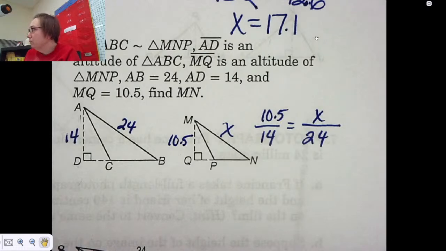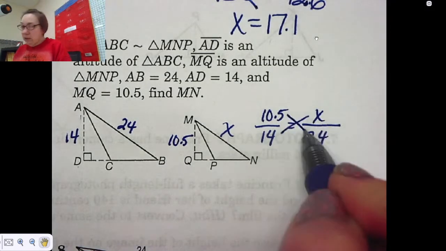Beautiful. Is there a wrong answer here? Not as long as you match things up, right? If you put big on top, little on bottom, or vice versa, there's not a wrong answer. Donovan could have put 14 on top, 10.5 on bottom, as long as he matched it up on the other side. Okay, so let's cross multiply.